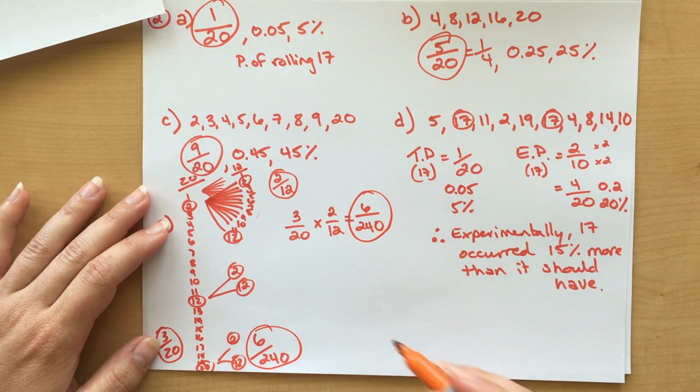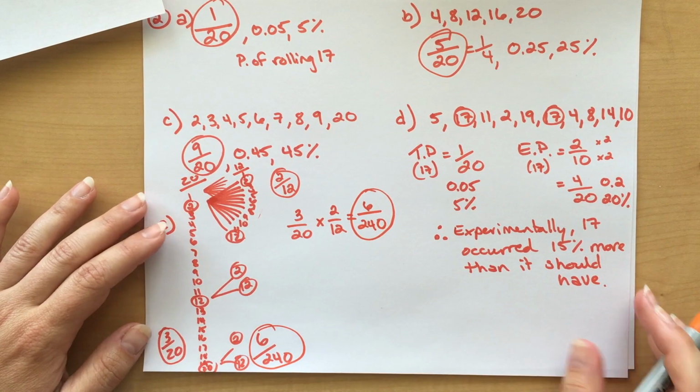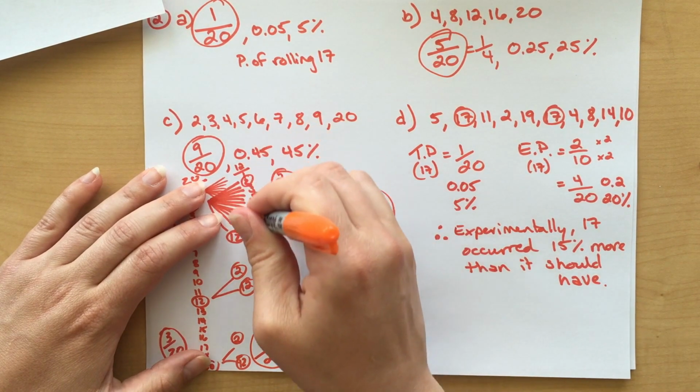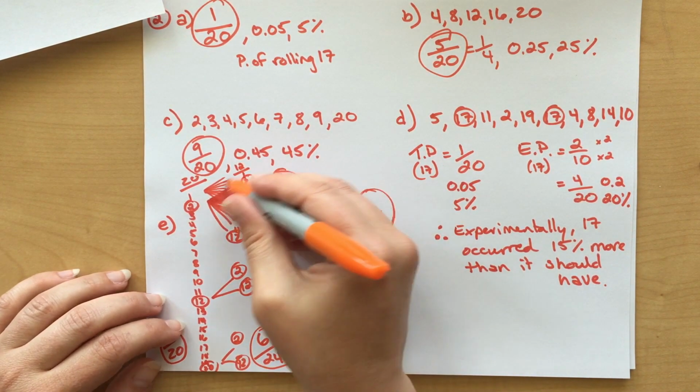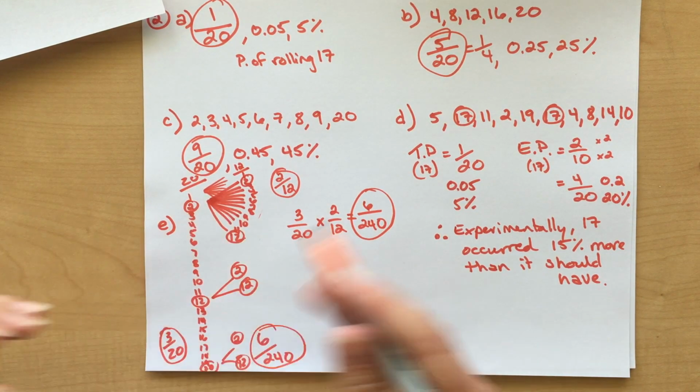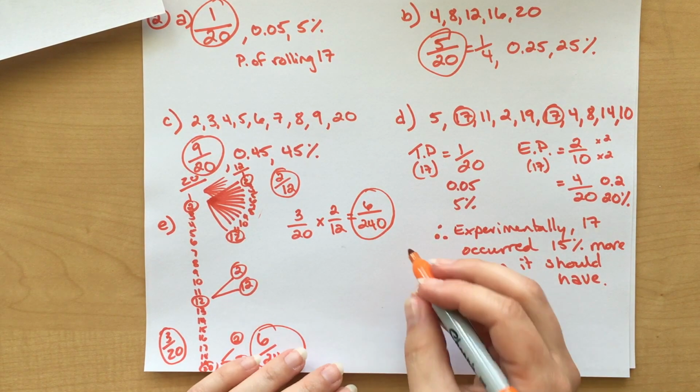Okay, it's a 6 out of 240 probability. So whether you count all of the final branches that happen on this line, this is the final one of the outcome, or if you just take one part of it and this part of it and multiply them together, you'll end up with the same answer.